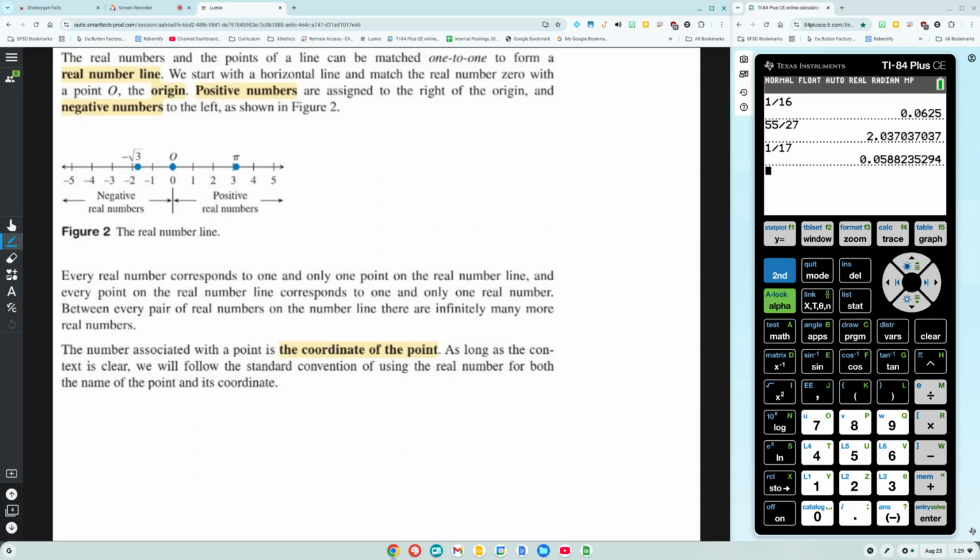But I'm just going to read a little bit here out of the book. It says the real numbers and the points of a line can be matched 1-to-1 from a real number line.